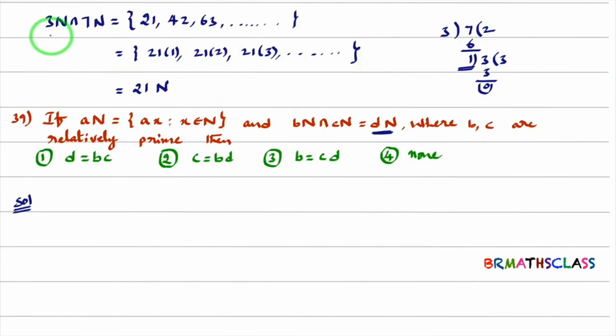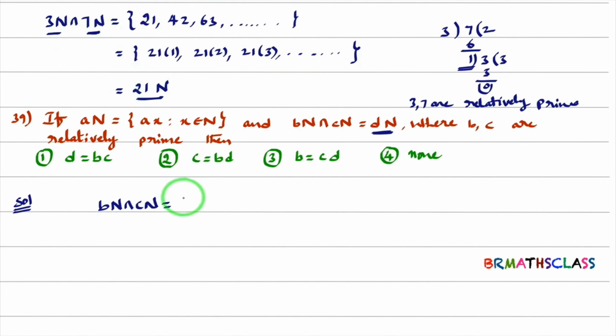Just now we came to know that 3n intersection 7n is 21n. 3 and 7 are relatively prime. They are asking what is Bn intersection Cn. Actually, as per the above problem, what is Bn intersection Cn? That is BCn. Correct or not? But in this, they gave Bn intersection Cn is Dn. I hope you are understanding. Dn equals BCn. So what is D here? D equals BC. So what is the right option? First option is the right option.